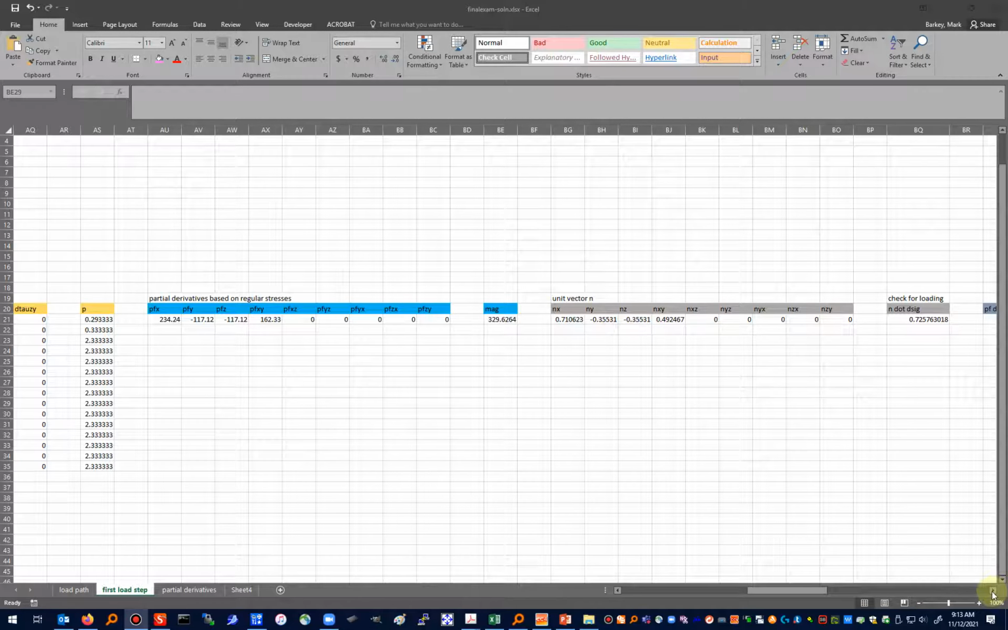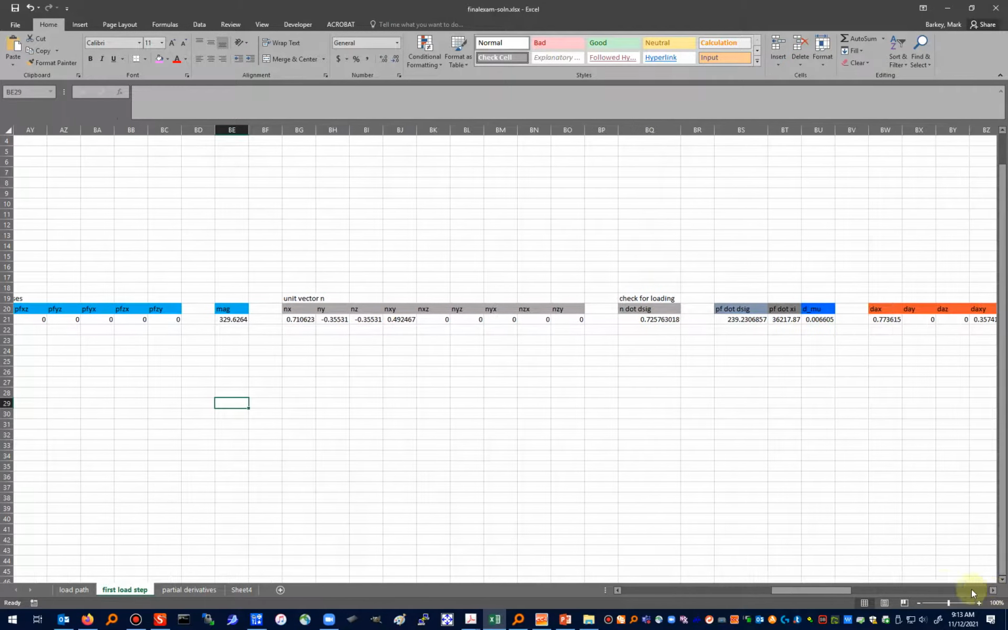Now, we do need to make sure that we are actually loading and not unloading. And so here's the n dot d sigma, which is positive, which does indicate a loading increment. If this was 0, that would be neutral loading. If this was less than 0, that would be elastic unloading, and we need to not do any plasticity calculations. We just need to use Hooke's law and find out where the yield surface and the stress vector intersect.